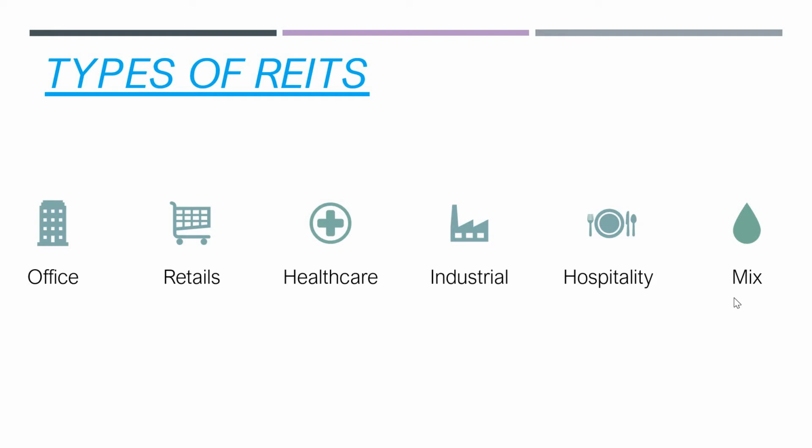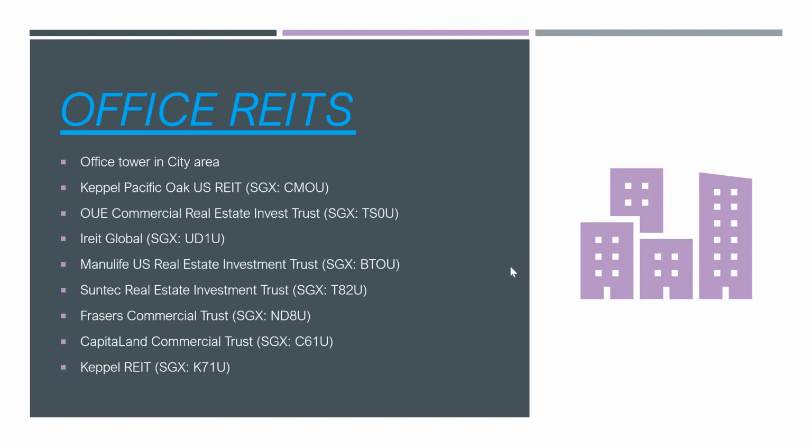What does it mean, the mix? Mixed means some REIT companies combine office and retail. A popular example is Suntec City. Suntec City has five office towers, and it is also a retail centre, and it can also be considered hospitality. So first, let's see what an office REIT is in Singapore.